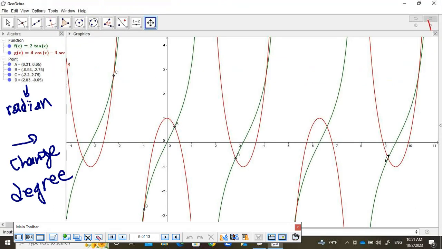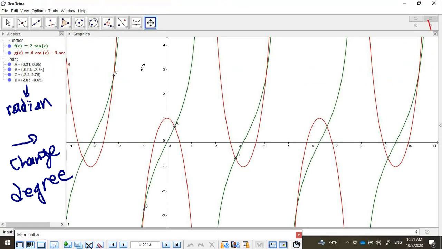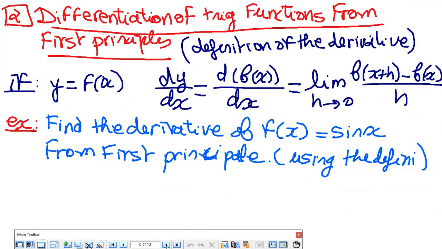So I did it on GeoGebra, I didn't do it on the calculator, and I can see the 4 points of intersection. They are A, B, C, and D, and those points are in radian. Here in GeoGebra, it gives me radians, not degrees. So you can either convert to degrees or keep it in radians. This is the first part of the lesson.